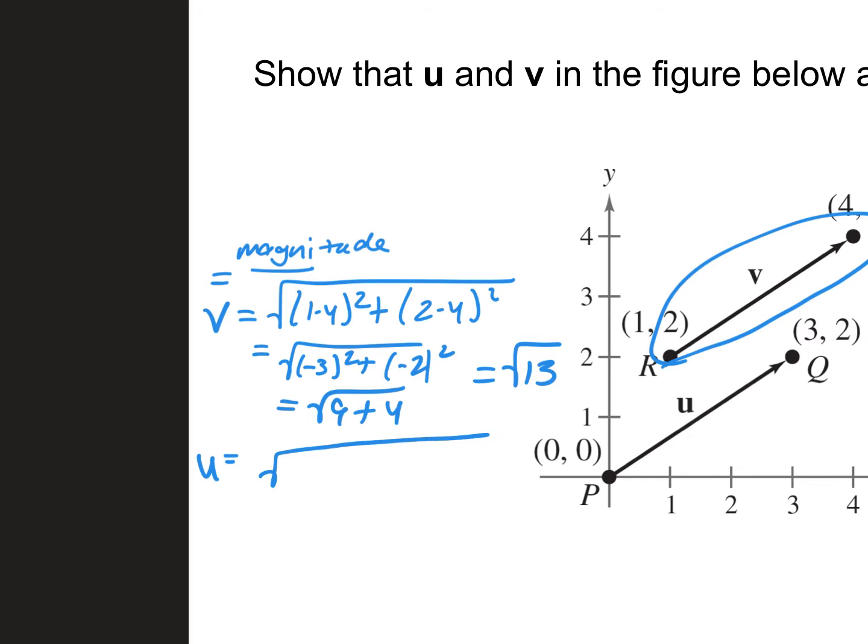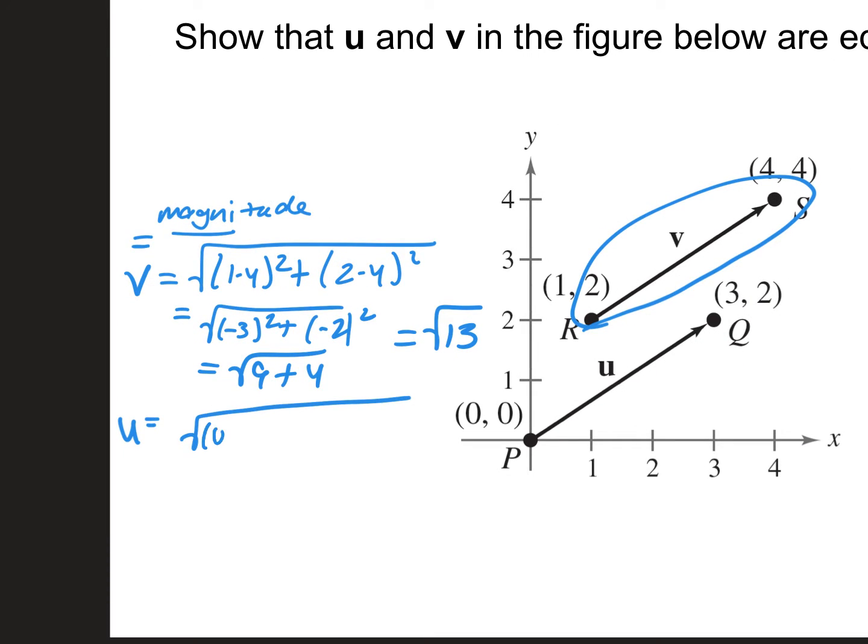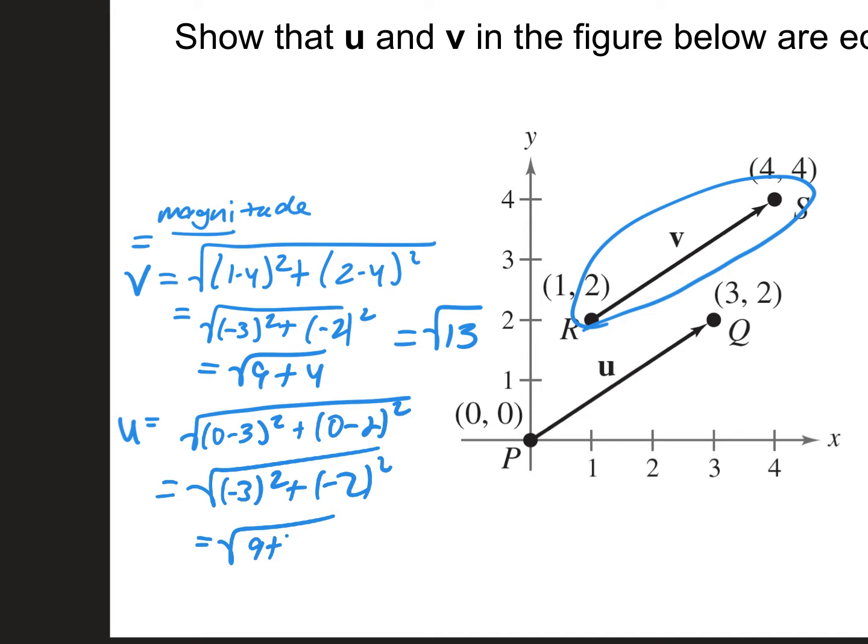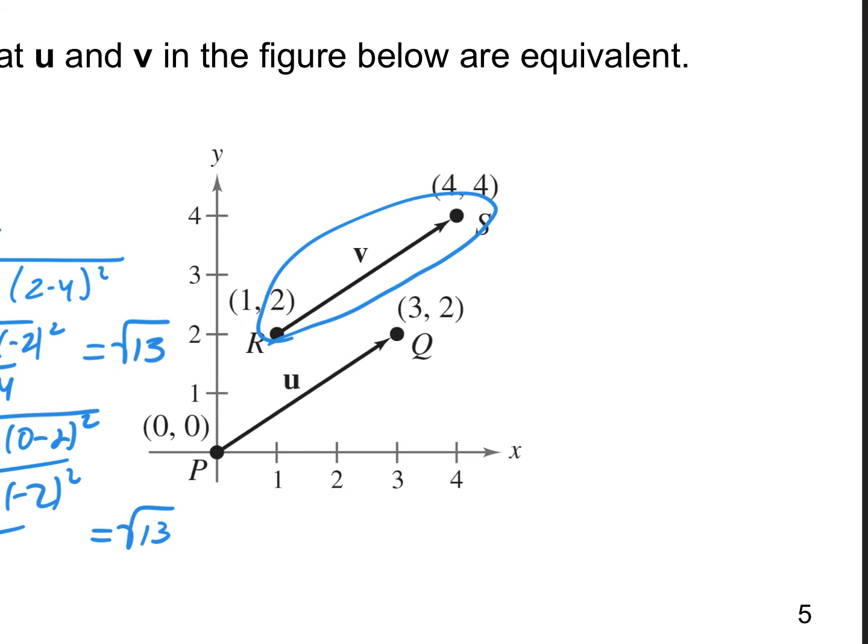Again, I'm starting at 0, 0, then I have 3, 2. So I'm going to say 0 minus 3 squared plus 0 minus 2 squared. So negative 3 squared plus negative 2 squared. I get 9 plus 4, which is what? Also the square root of 13. So are the magnitudes of these two vectors the same? Yes. So now let's find the direction.